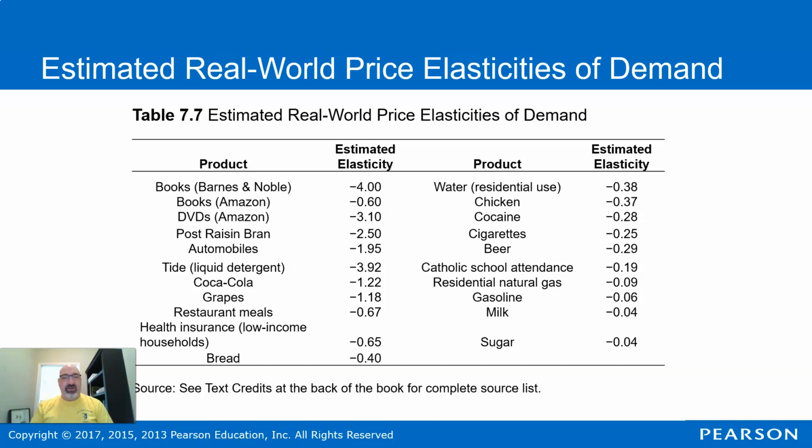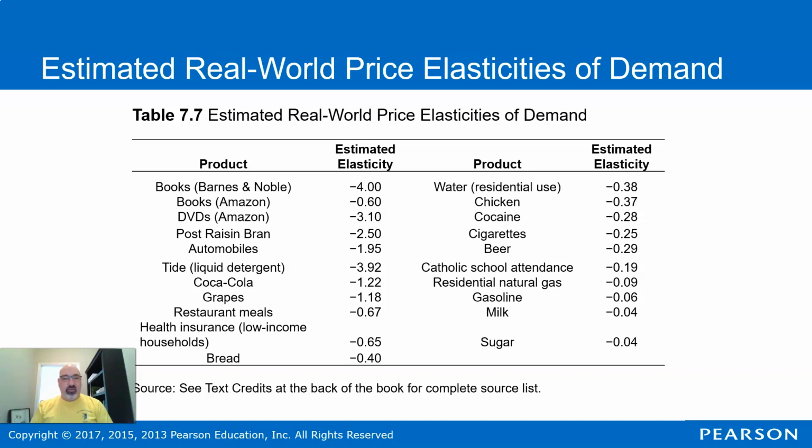So, books from Barnes and Noble. Think of that as you go into the bookstore. That's highly elastic. Books from Amazon 0.6. That's more like ebooks. That's not highly inelastic, but it's more inelastic. DVDs from Amazon 3.1, so that's highly elastic.